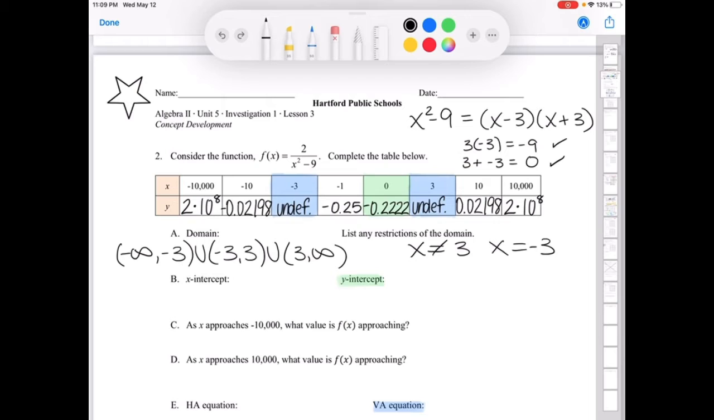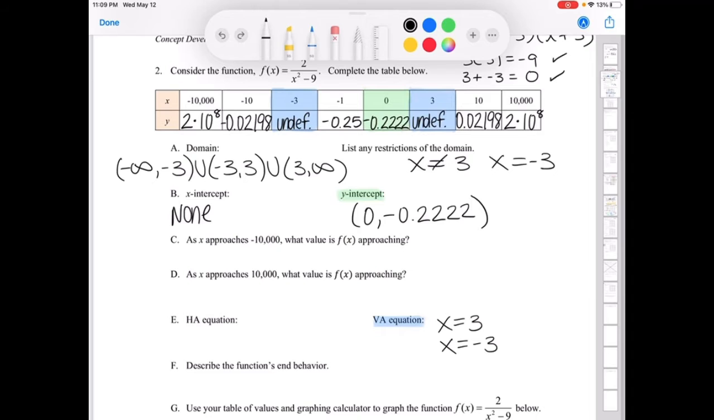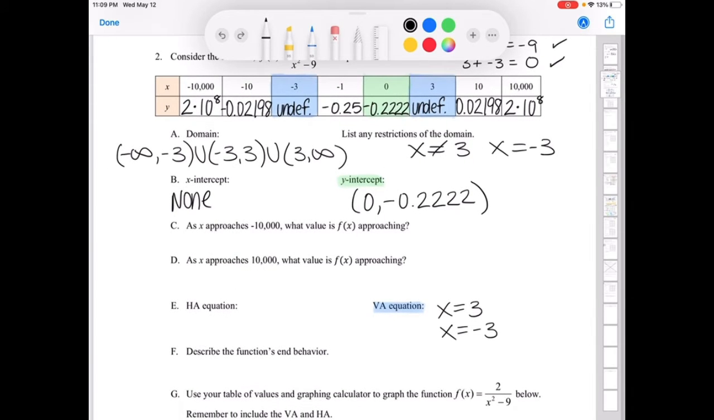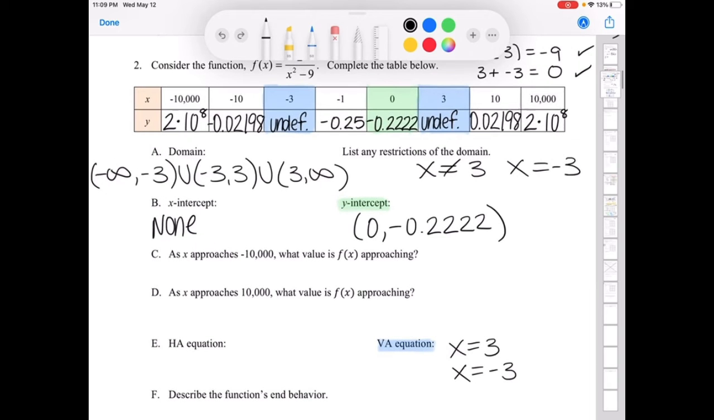From either the table or from the graph, you would have seen that your x and y intercepts are as such. There is no x-intercept, and the y-intercept is (0, negative 0.2222). So again, not the prettiest number to be working with, so that's why I would have done this in Desmos. From here, we're going to go to our graph, and it's going to ask us, as x is approaching negative 10,000 or 10,000, what is your y value doing? So you actually can reference your table here too.